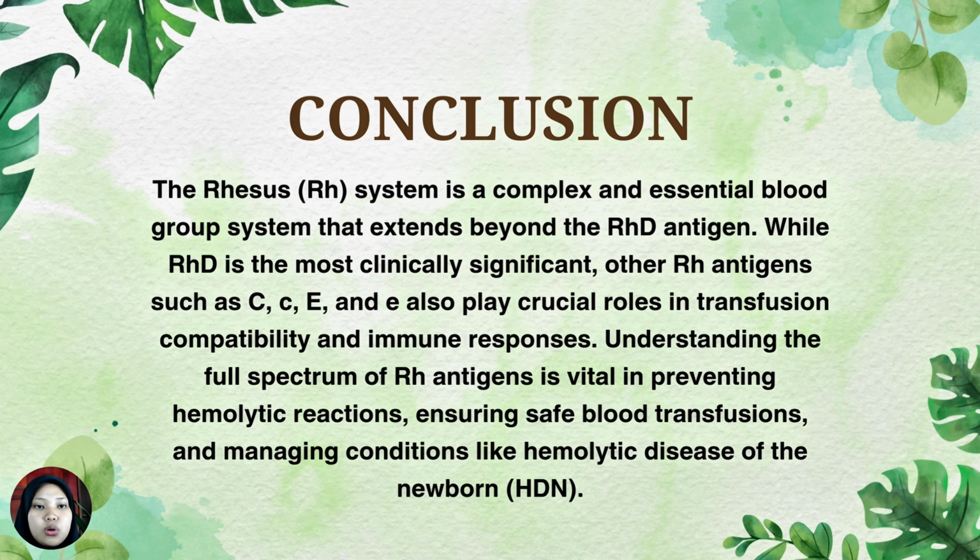To sum up the whole slides, the Rhesus system is a complex and essential blood group system that extends beyond the Rhesus D antigen. While Rhesus D is the most clinically significant, other Rhesus antigens such as capital C, small c, capital E, and small e also play crucial roles in transfusions, compatibility, and immune responses. Understanding the full spectrum of Rhesus antigens is vital in preventing hemolytic reactions, ensuring safe blood transfusions, and managing conditions like hemolytic disease of the newborn, HDN.